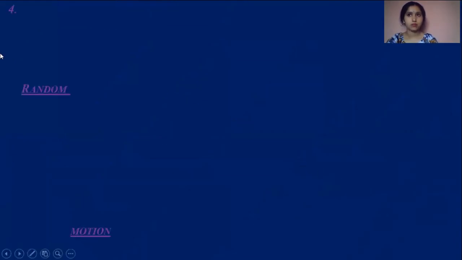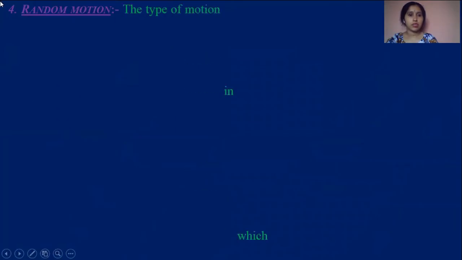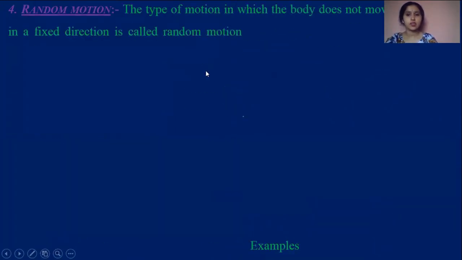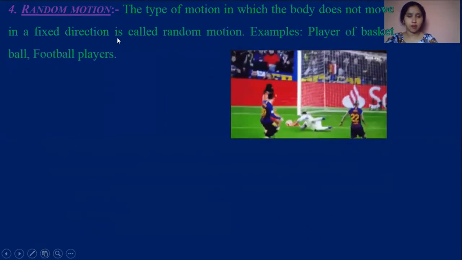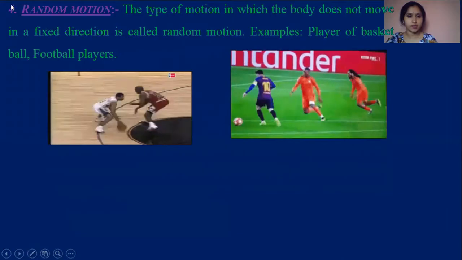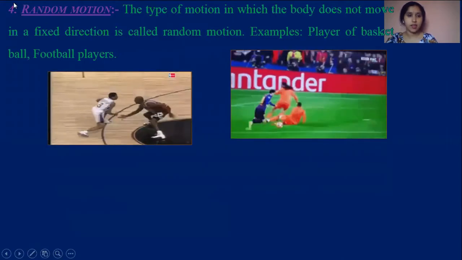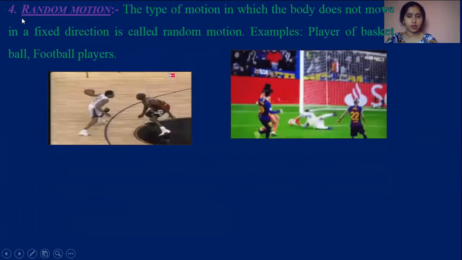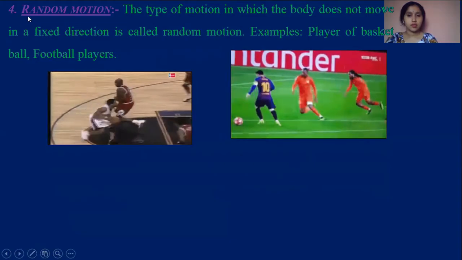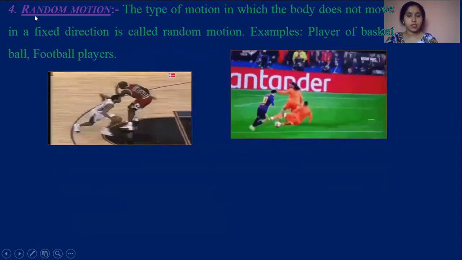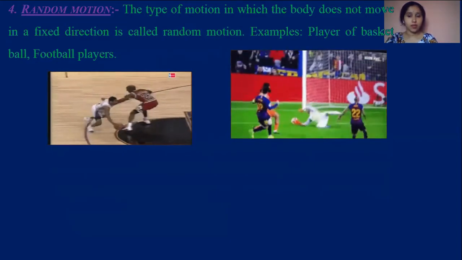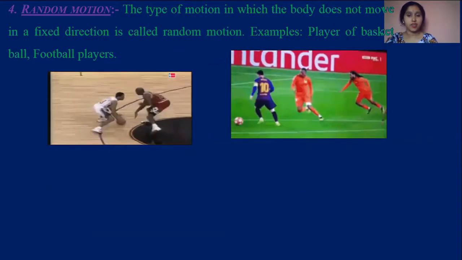Now, another type of motion is random motion. The type of motion in which the body does not move in a fixed direction is called random motion. By the name we can understand, random means it does not have any regular pattern of movement. So at that time, bodies while moving can move in any direction.